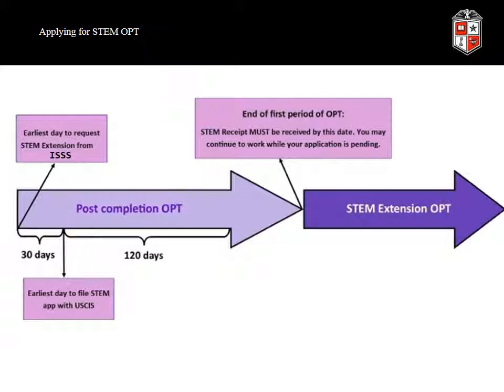However, for STEM extensions, as long as you apply prior to the end date of the 12-month OPT, you can continue working as long as you have applied and until you get the approval. But that is not the best way to go about this. You can apply early, and we recommend that you do apply early when you are applying for your STEM extension.